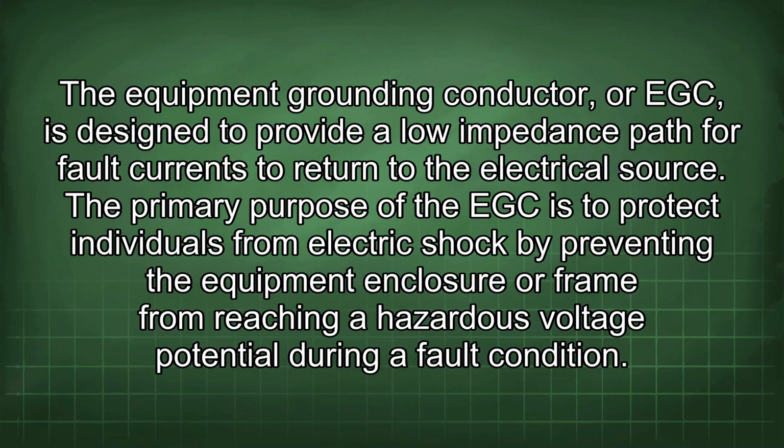The equipment grounding conductor, or EGC, is designed to provide a low impedance path for fault currents to return to the electrical source. The primary purpose of the EGC is to protect individuals from electric shock by preventing the equipment enclosure or frame from reaching a hazardous voltage potential during a fault condition.